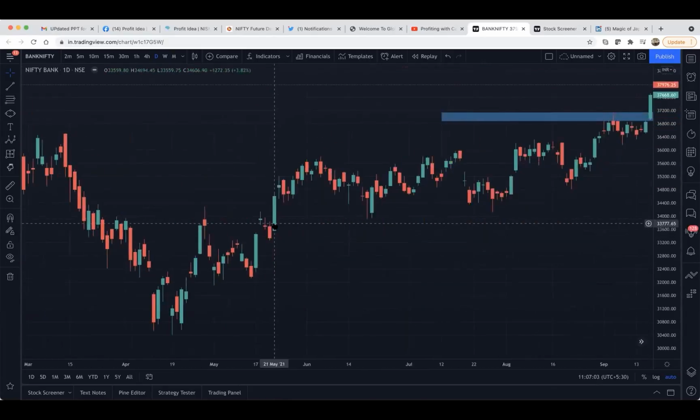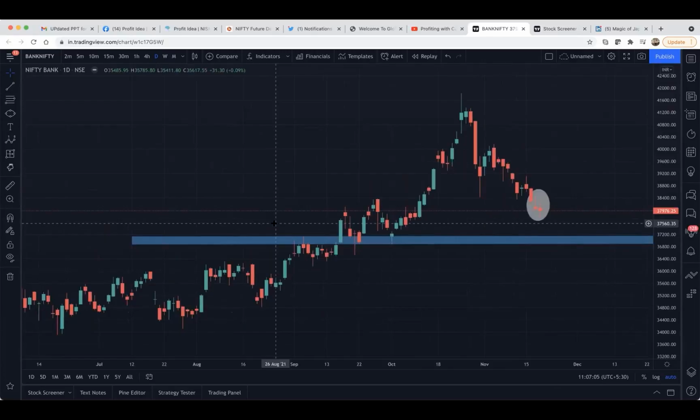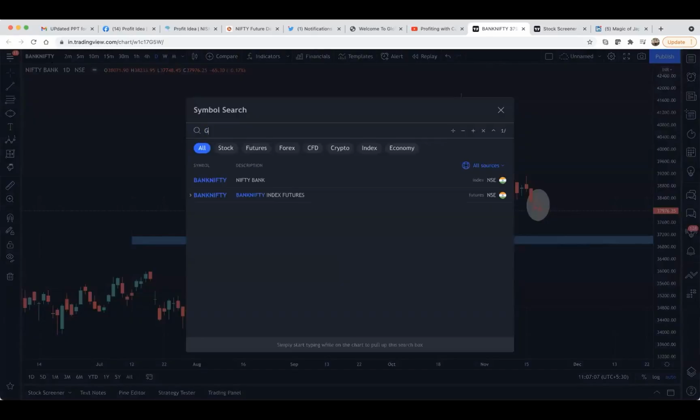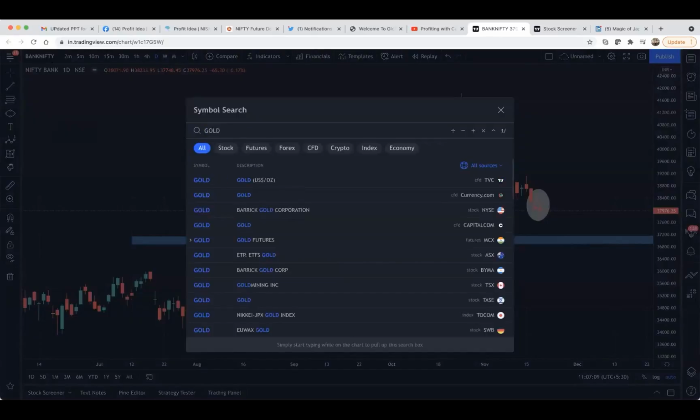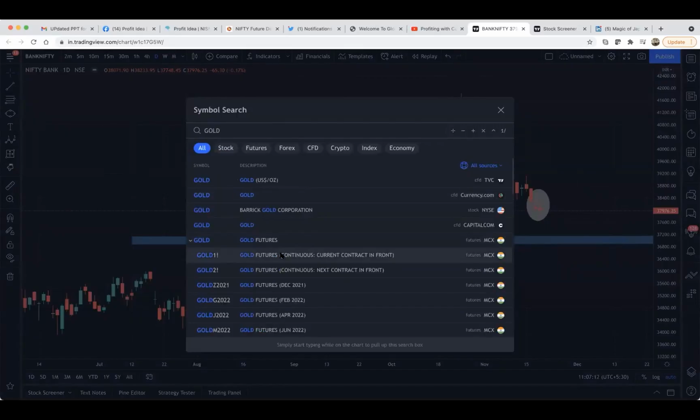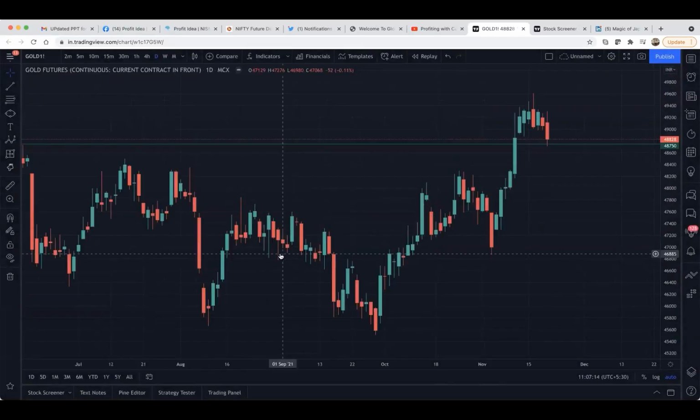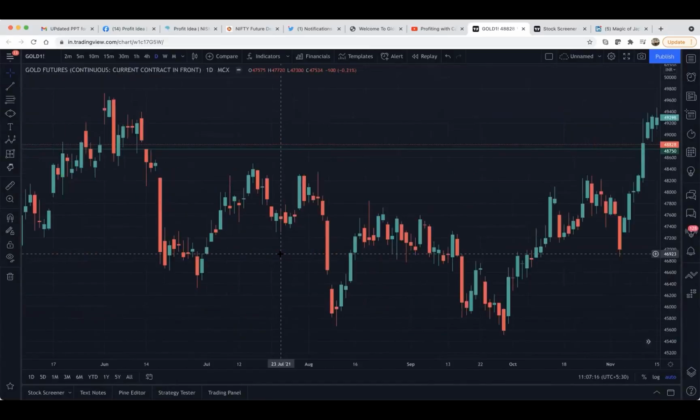Whenever you see such patterns getting formed, whether it is an index or, suppose somebody says we are tracking gold. So suppose I look to track gold, and somebody is looking to trade on gold, will that pattern work? The answer is yes, it will definitely work.